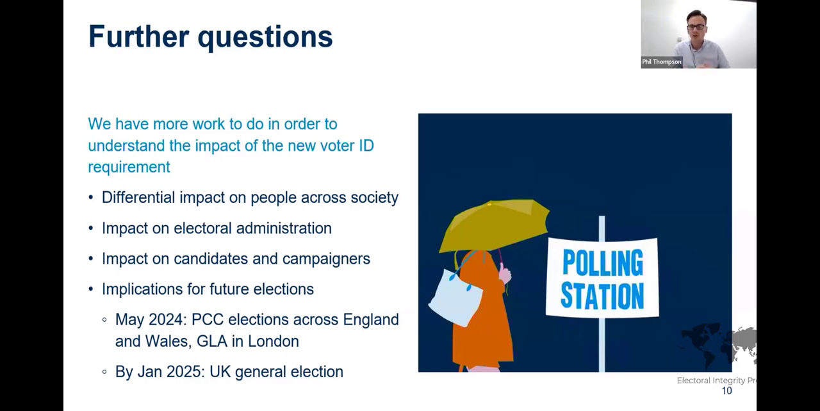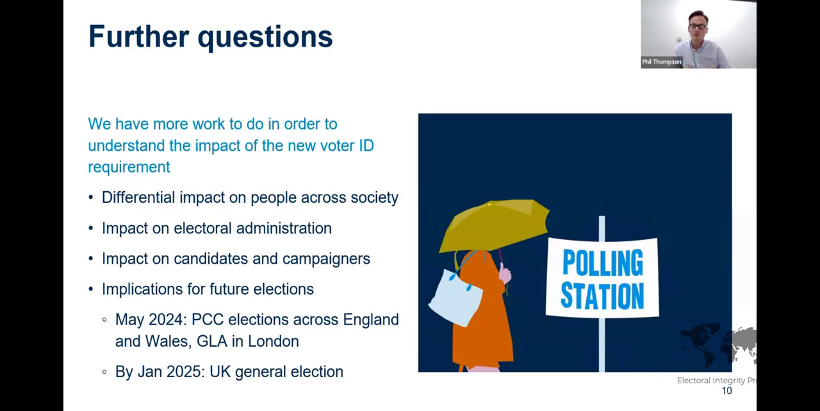And we're also going to be getting feedback from candidates and campaigners as well about whether there was any impact on them from the new requirement. The really crucial thing for us is obviously to look ahead. In September, we will most likely be making any recommendations about whether we think there are changes that need to be made in terms of the policy.